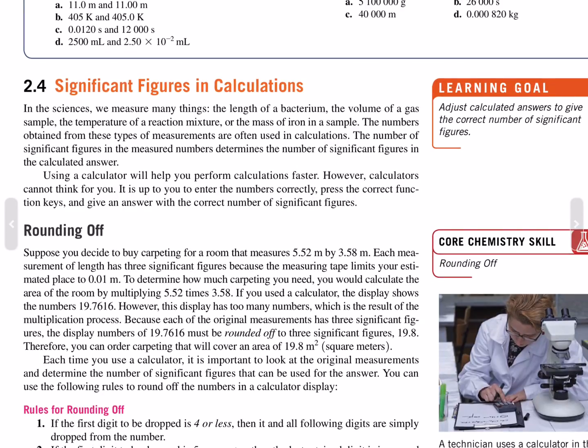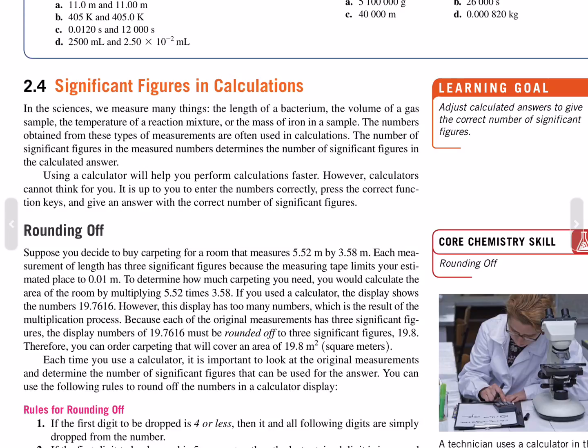In the sciences, we measure many things: the length of a bacterium, the volume of a gas sample, the temperature of a reaction mixture, the mass of iron in a sample. The numbers obtained from these types of measurements are often used in calculations. The number of significant figures in the measured numbers determines the number of significant figures in the calculated answer. Using a calculator will help you perform calculations faster. However, calculators cannot think for you. It is up to you to enter the numbers correctly, press the correct function keys, and give the answer in the correct number of significant figures.